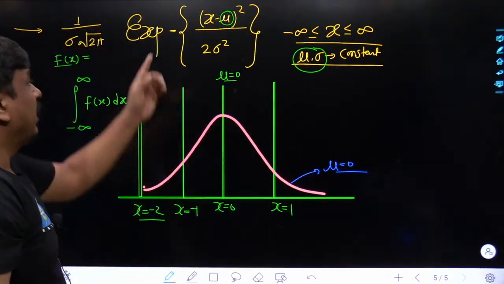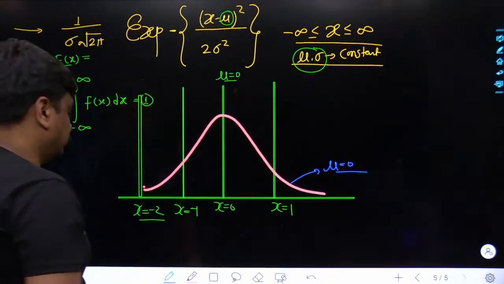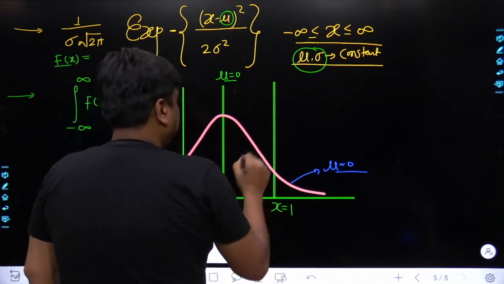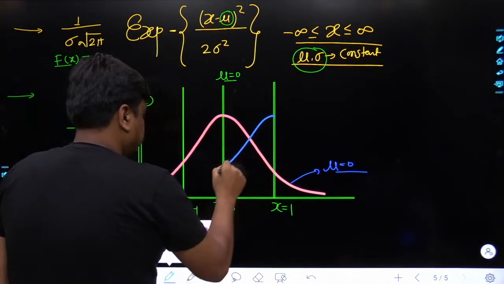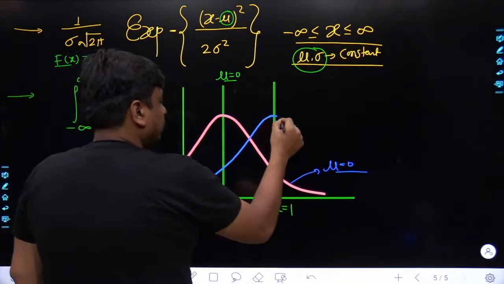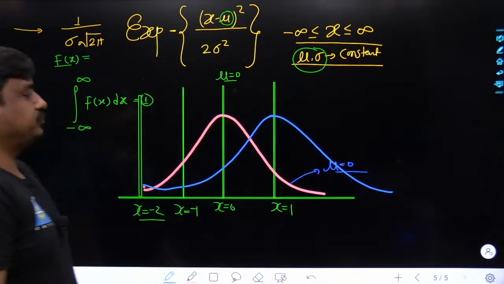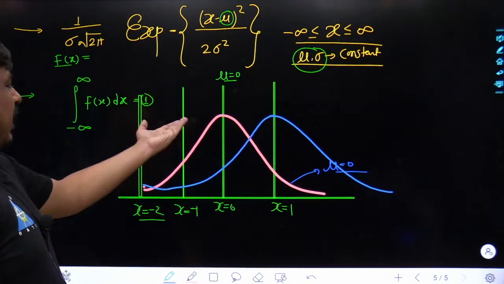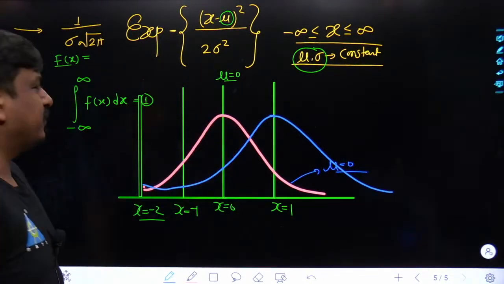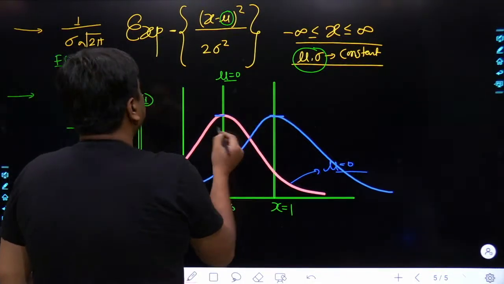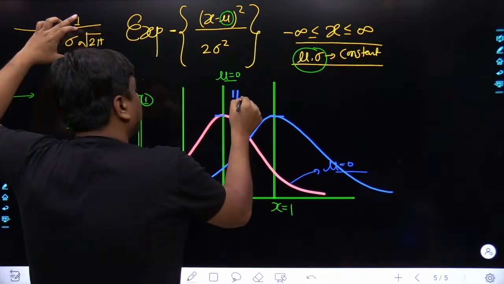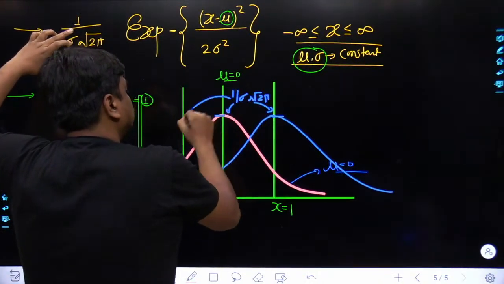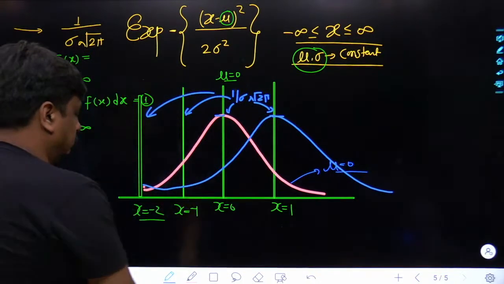Now if we feed the value of mu as 1, the new curve we are going to get in our hand would be like this. Agreed? And now if you take the integration from minus infinity to plus infinity, whether you take the reference of this curve or this curve, both of them have their maximum magnitude as 1 upon sigma root over 2 pi. Anywhere you go.